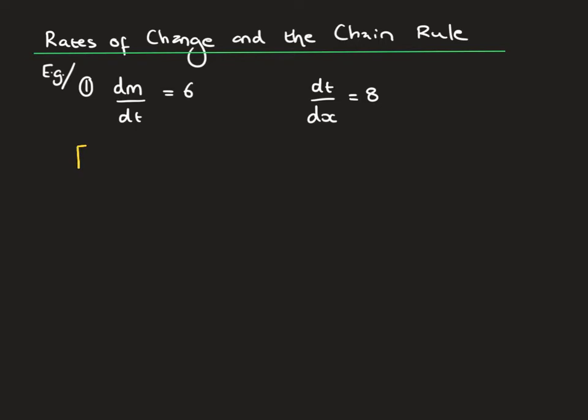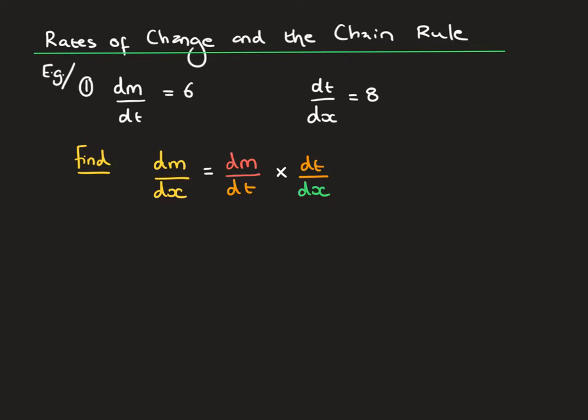Now, my aim here is to find another rate of change. I would like to find the rate of change of m with respect to x, so dm by dx. Now, I can use the chain rule to do this. dm by dx would be equal to dm by dt multiplied by dt by dx. Think about the chain rule, think about how the chain rule works.